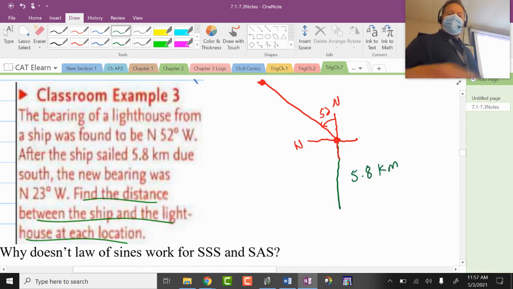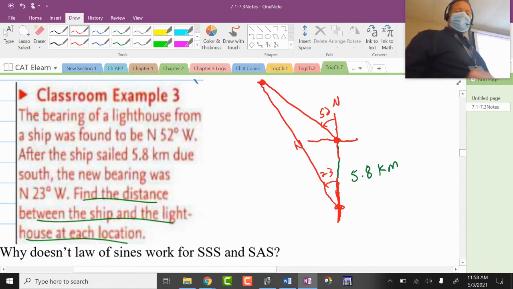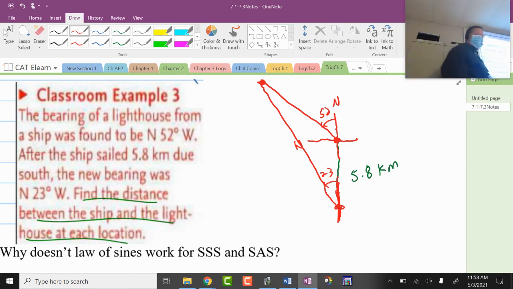What should this bearing do? Should it open or close the angle measure? It should close. It should get smaller, and it does. Right? Now it's north 23 west. Now remember how you do it. This goes 23 degrees here, north 23 still west. And that's why the lighthouse didn't move. The ship did. All right? So that's why that is the shape of it.